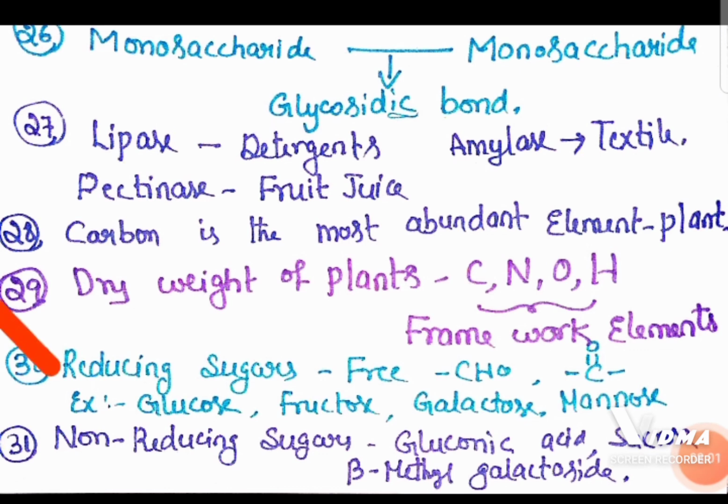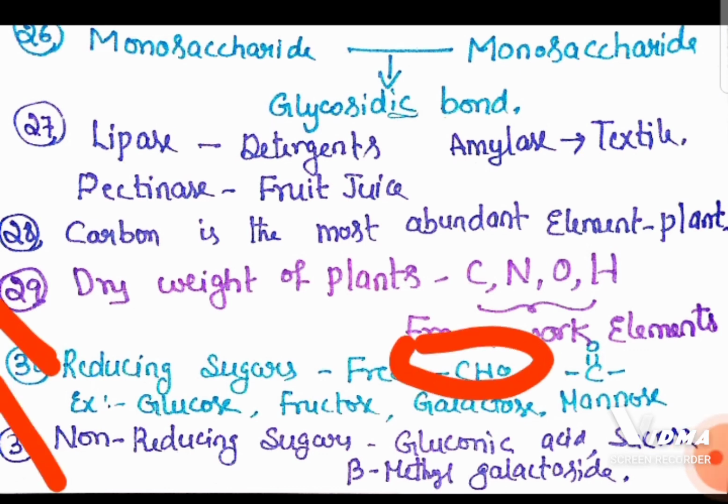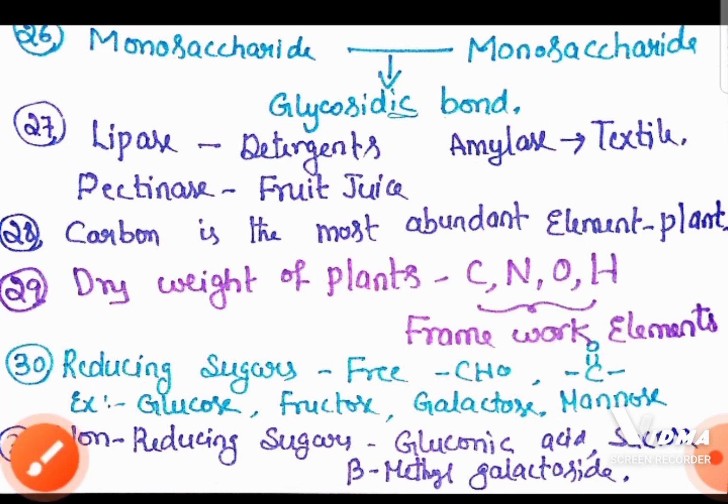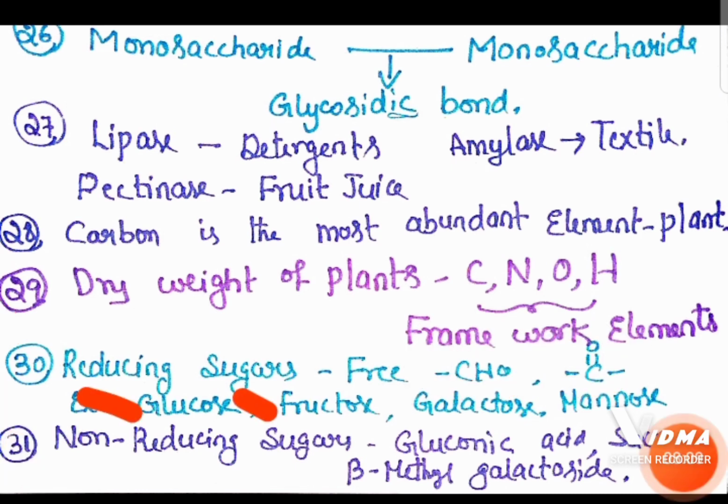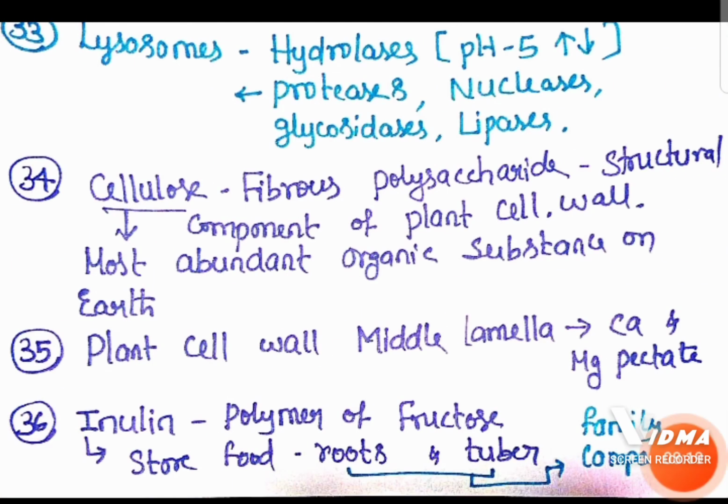Sugars are classified into two types, reducing and non-reducing. Reducing sugars basically have a free aldehyde group or free keto group. Examples are glucose, fructose, galactose and mannose. Whereas non-reducing sugars do not have a free aldehyde or keto group. Examples: sucrose, starch, gluconic acid, beta methyl glucoside. These are the examples.